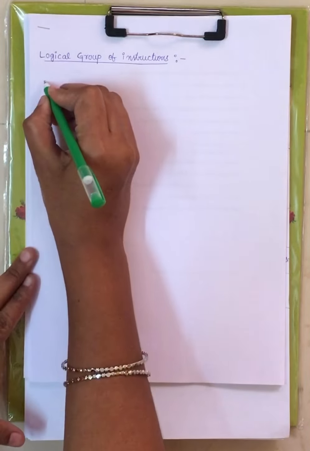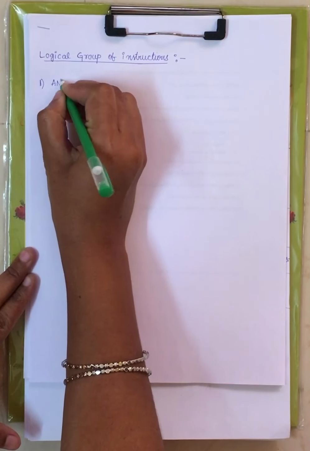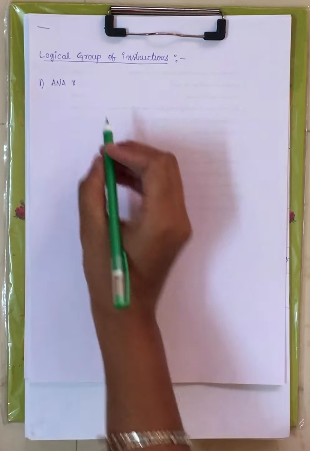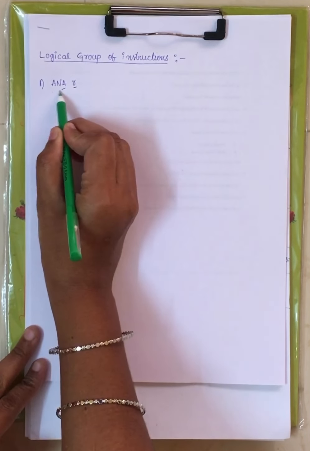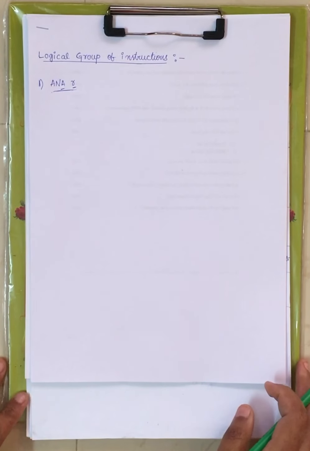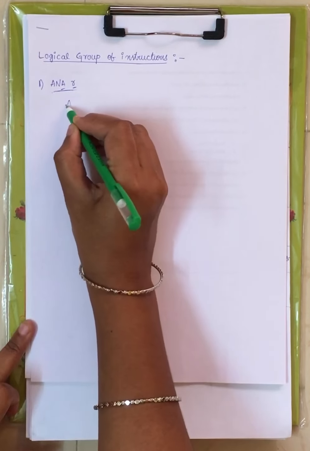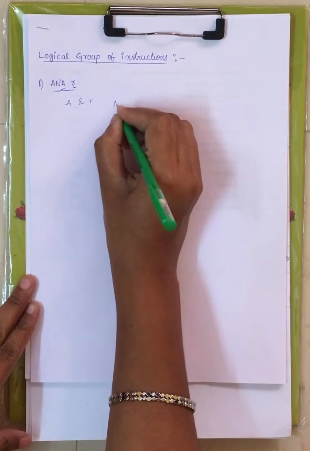Coming to the first instruction under the logical group, we have ANA R, right? ANA R includes the logical AND operation between the contents of the accumulator and the contents of register R. This instruction will perform the logical AND operation between the contents of A and the contents of register R, and the result is stored automatically in your accumulator register. I will give an example.